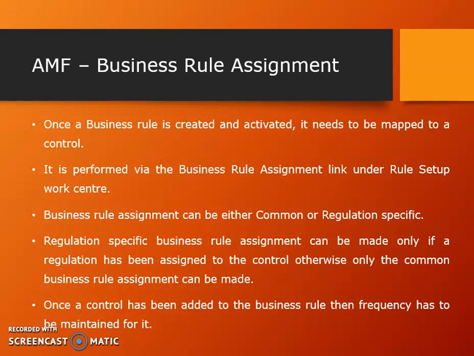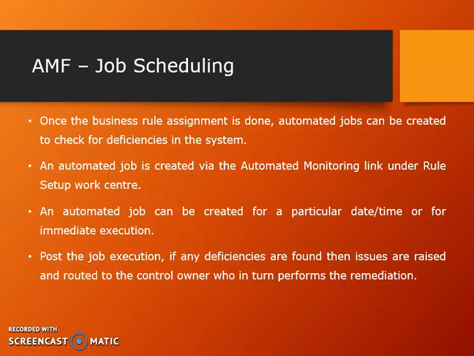Regulation means SOX, GDPR, or a standard like PCI DSS, whatever we have defined. A regulation-specific business rule assignment can be made only if the regulation has been assigned to the control. Otherwise, only the common business rule assignment can be done. Once the control has been added to the business rule, the frequency has to be maintained for it. Frequency means how frequently we need to test that particular control: monthly, quarterly, or yearly. Until we assign the business rule to a control, we cannot trigger control testing with CCM.